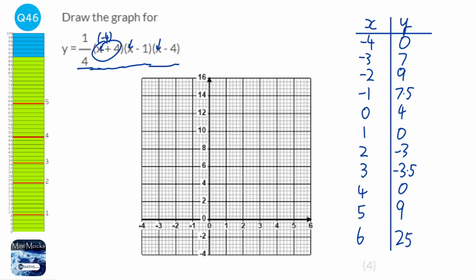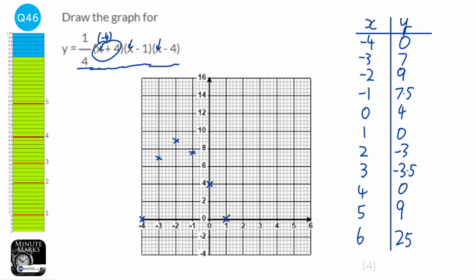So -4 is at 0, so that will be here. -3 is at 7, so that's going to be halfway here. Then we're at 9, which will be halfway here. 7.5 is a bit more interesting because it's halfway between 7 and 8. So it would be about here. Then 4. Then 0.